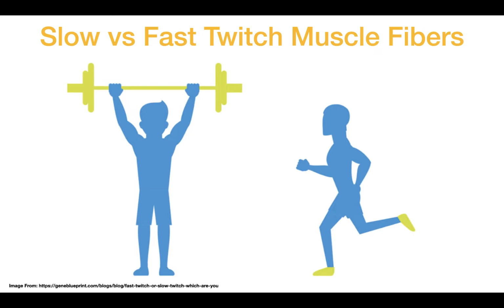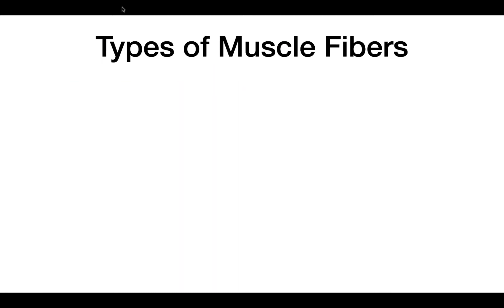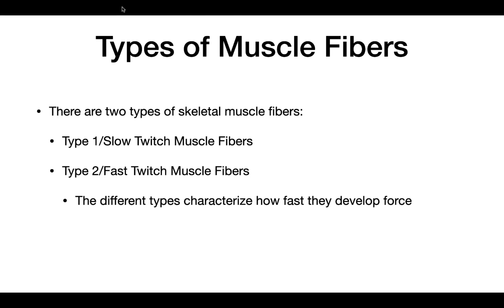In today's video, I'm going to give you a short explanation as to the difference between slow and fast twitch muscle fibers. So with that, let's give it a go. I'd like to start off by first giving you a general description of these two types. There are two types of skeletal muscle fibers. The first are type 1, which are slow twitch, and type 2, which are fast twitch. Now the slow and fast refer to how fast they develop force. So slow twitch muscle fibers produce force slowly, and fast twitch muscle fibers produce force quickly.